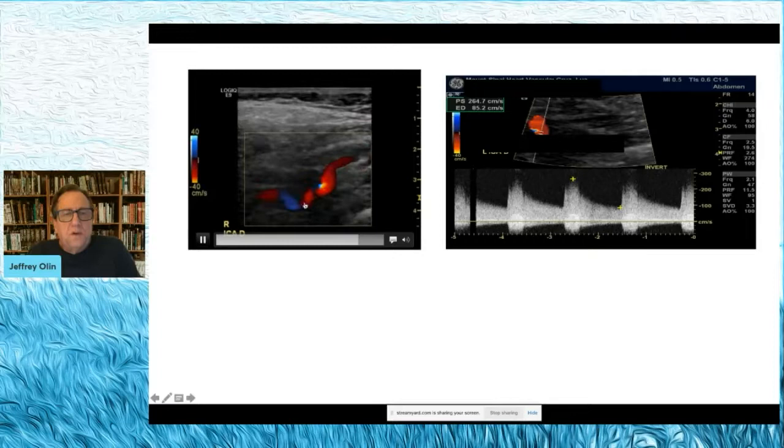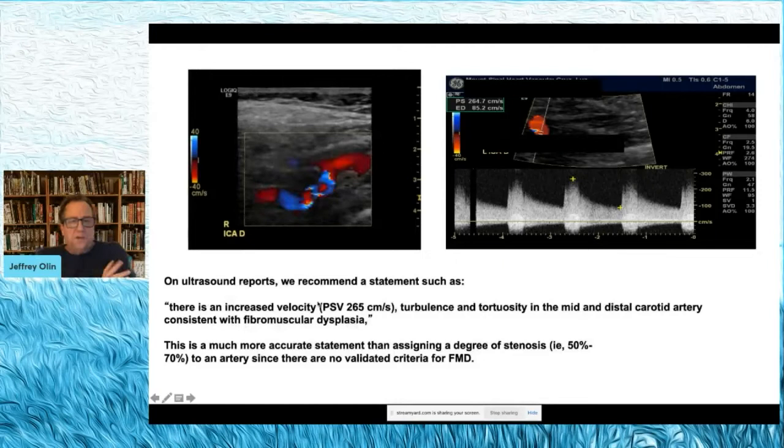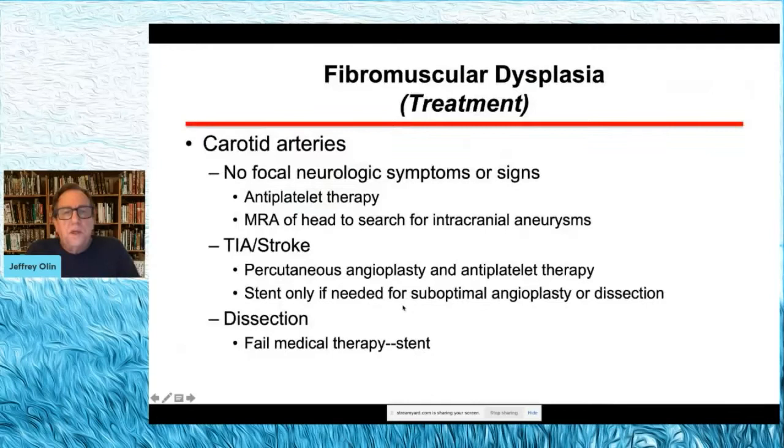And a number of patients come to me, and understandably, they're very concerned that the doctor told them they had a 70 to 80% narrowing of the carotid artery. And when you look at the velocity of blood flow shown here, this in patients with atherosclerosis or hardening of the artery would indicate a 70% narrowing. But that doesn't hold up in FMD. You can't put a percent stenosis on. So in our reports, we just say the patient has an elevated velocity, turbulence, and tortuosity consistent with fibromuscular dysplasia. We don't put a degree of narrowing on it because it doesn't give you any information.